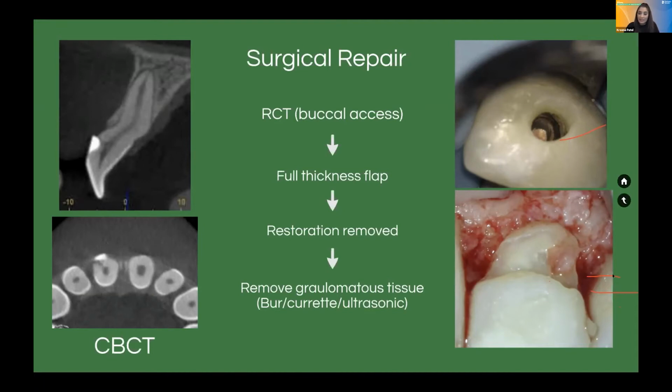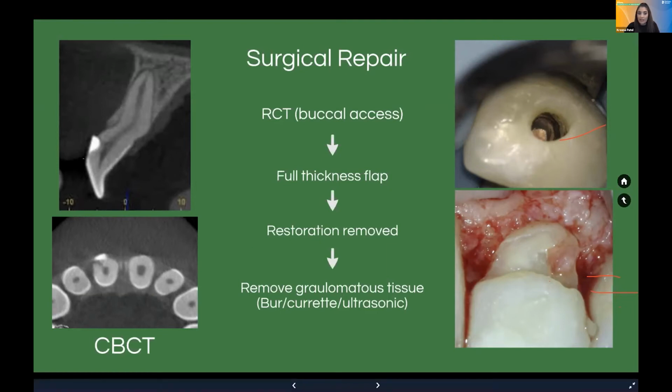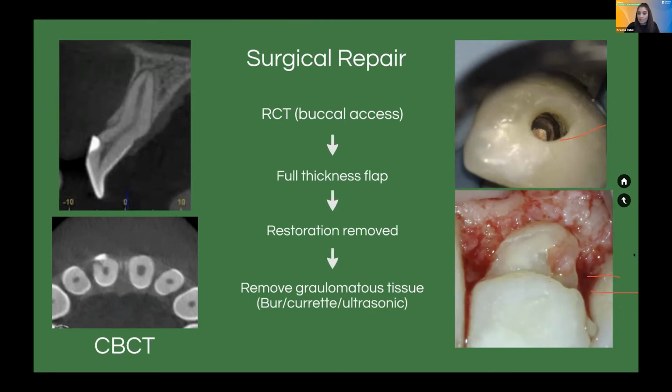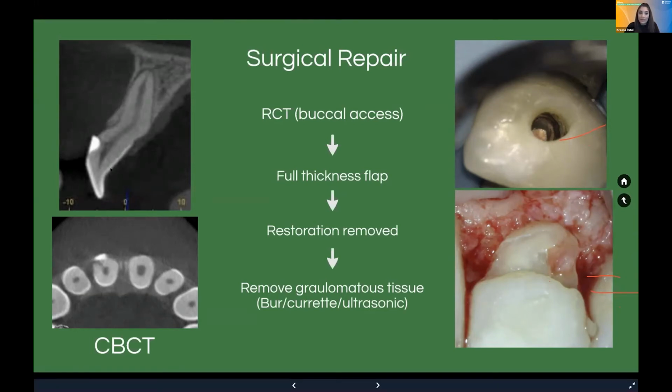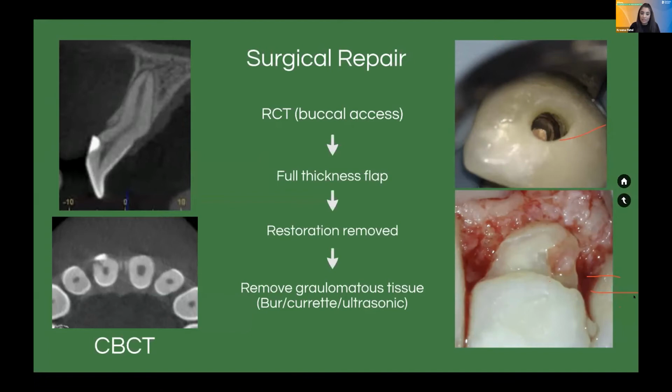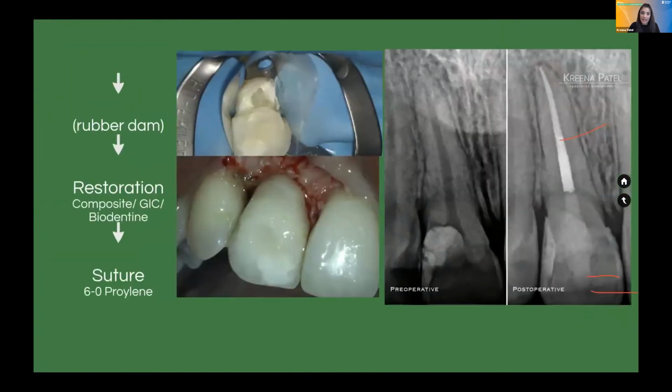The cone beam CT quite significantly changed my management, because of the dilaceration, I decided to access the root canal buccally through the resorption and do the root canal this way. Because if I'd gone in palatally, there would be hardly any tooth left. So I raised a full thickness flap, removed the restoration, cleaned out the granulation tissue that was there, and restored the tooth. And I saw that patient for her, I think, 1 or 2 year review recently, and she's doing really well. I suspect she'll keep this tooth for a very, very long time.